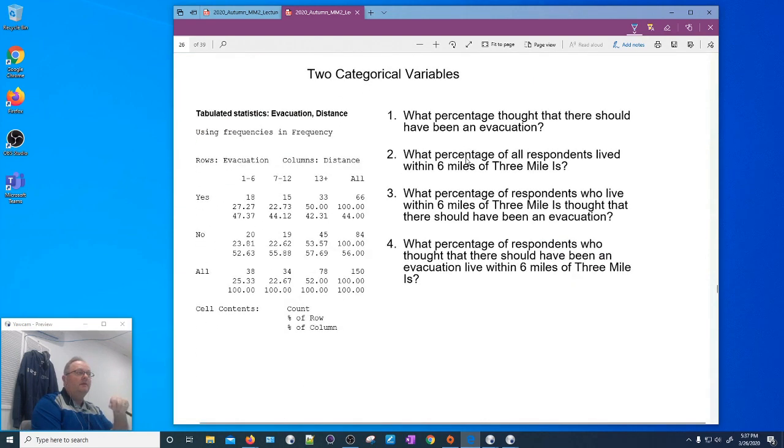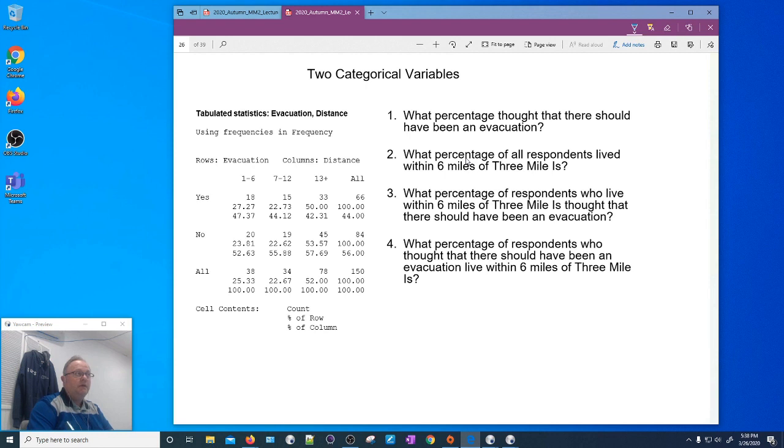So there's our Minitab output. We've got tabulated statistics, and they have all of the data that was in that contingency table. Now this is a good example because it's your introduction to the problem of statistics. What is it about statistics that is so difficult? Well, it's knowing intimately what's going on with the data and understanding how to describe and explain that. It's just not straightforward. So what percentage thought that there should have been an evacuation?